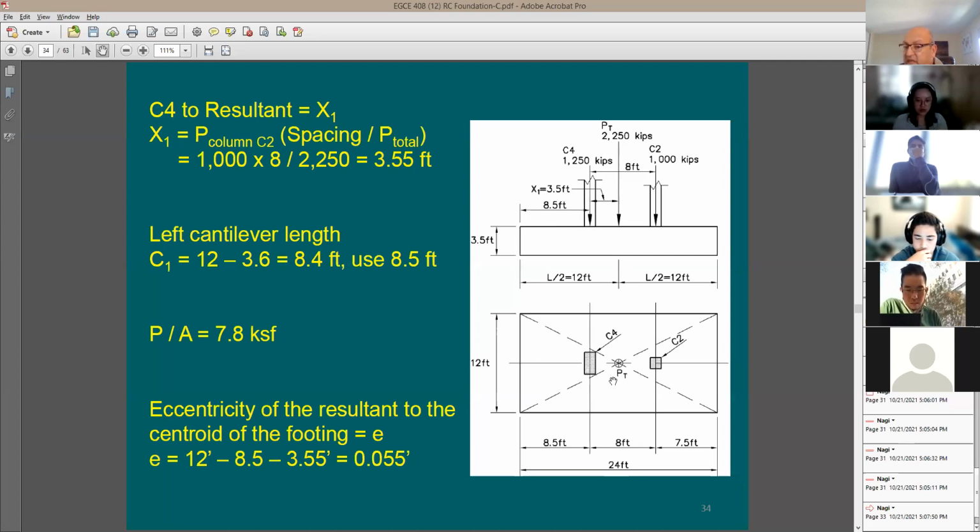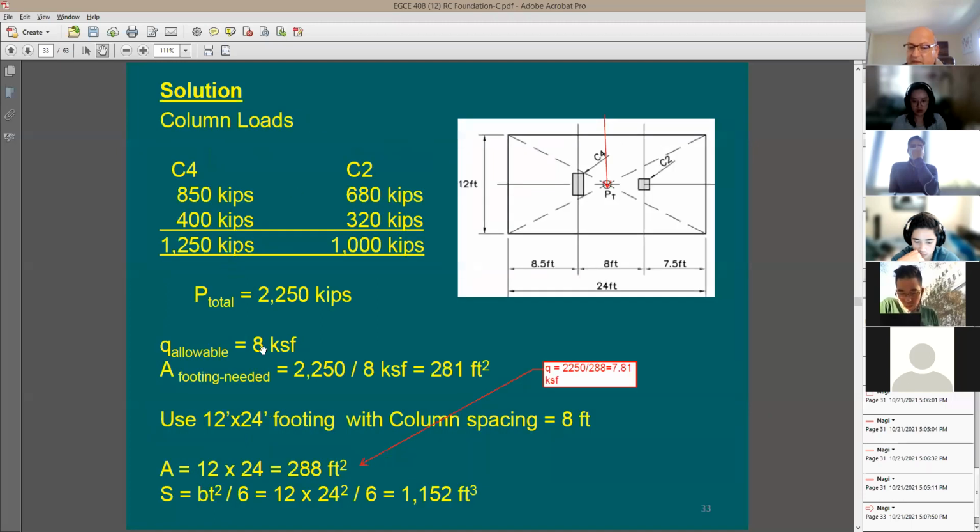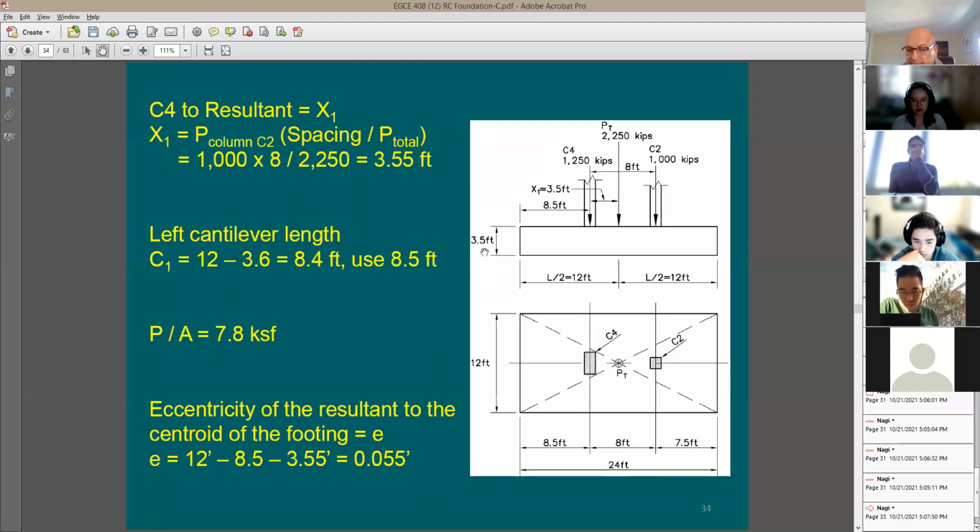Now, if the resultant force is going to be aligned with the center of the footing, it means we don't have eccentricity. And the stress is going to be equal to 7.8. How did I come up with this stress? It's going to be equal to 2250 divided by the total square footage of the contact area, meaning 24 by 12, which is 288.